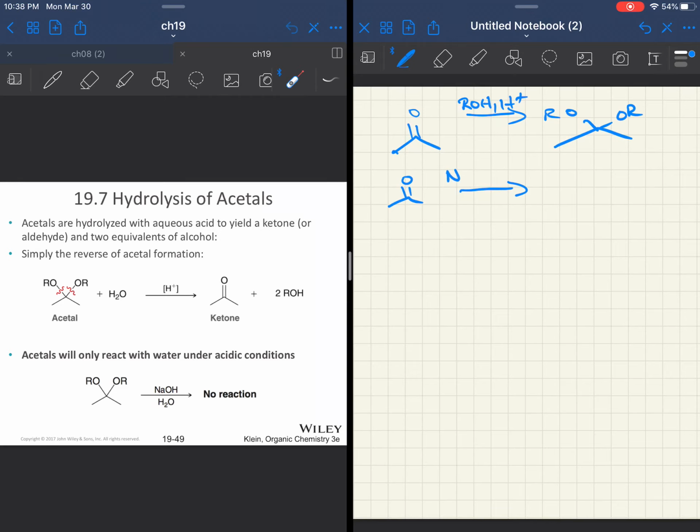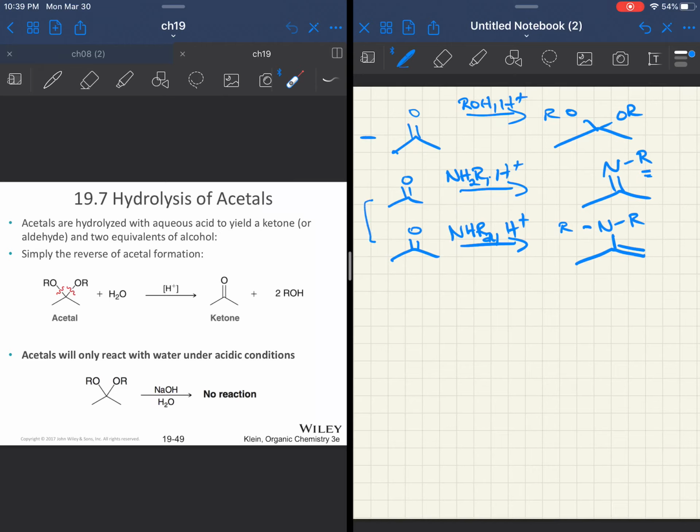We also looked in the last section at the reaction with ammonia or primary amines and acid to give us an imine. You'd have an R or an H here depending on your reagents. And if we used a secondary amine and acid, we wind up with an enamine, right, with two R groups.